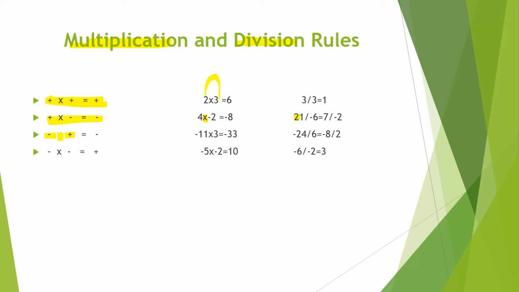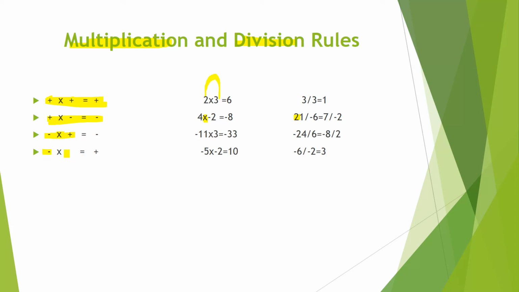Again, the third rule is, if one number has a minus sign and the other has a plus sign, you have to see what we are doing. We are doing multiplication here. If it is multiplication and division, you have to change the sign. Minus 11 multiplied by 3: 11 times 3 is 33, so minus 33. If it is a division, minus 24 divided by 6: 3 times 8 is 24, 3 times 2 is 6, so minus 8 over 2, or we can write further minus 4 if we divide further.